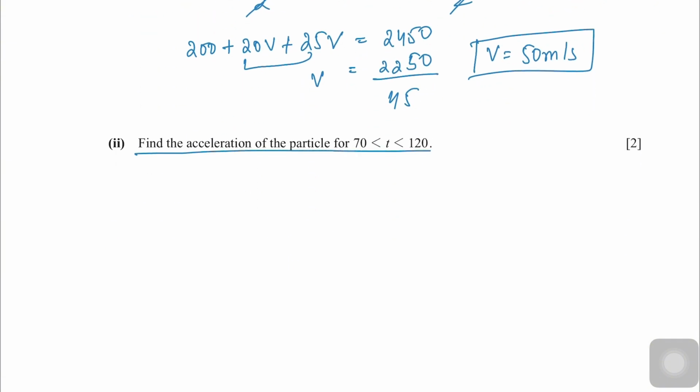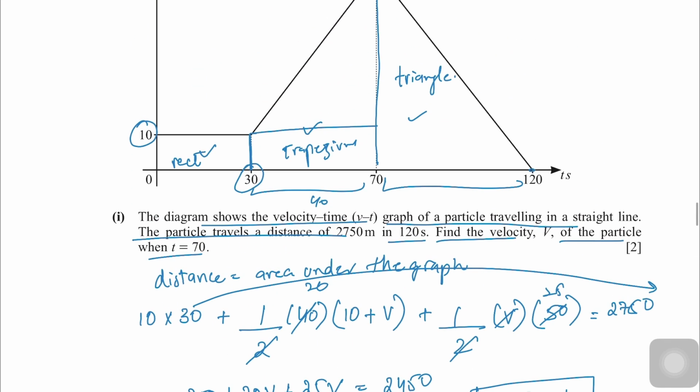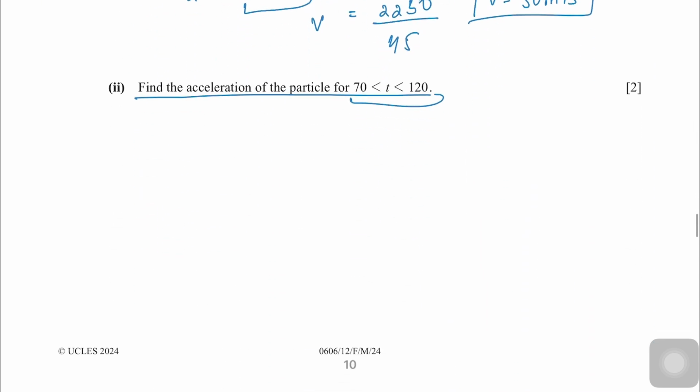Find the acceleration of the particle from 70 till 120. This here till here. So this is basically 70, 50, and this is basically 120 comma 0. We need to calculate the gradient over here. This would be 0 minus 50 over 120 minus 70. So this would give us 50 over 50, and this would be negative 1 meters per second squared.